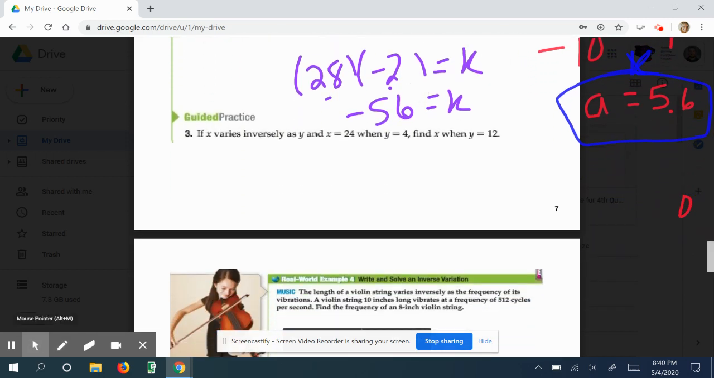So here's a guided practice problem that you can try as well. It says when x is 24 and y is 4, find x when y is 12.